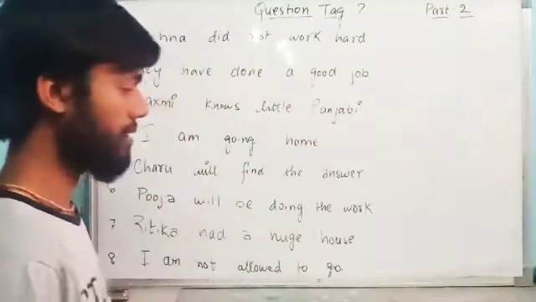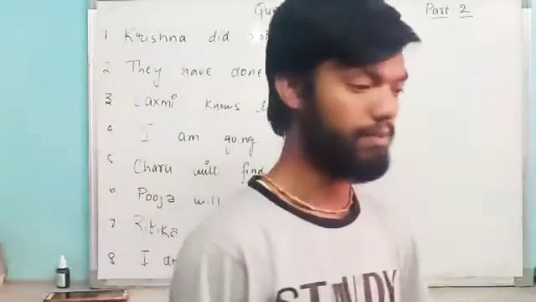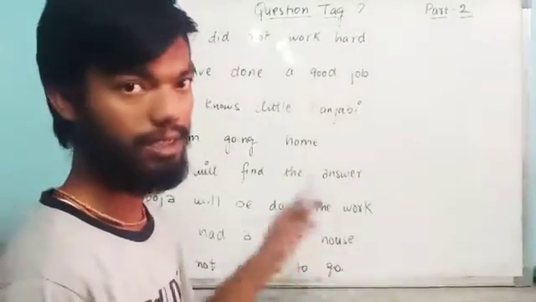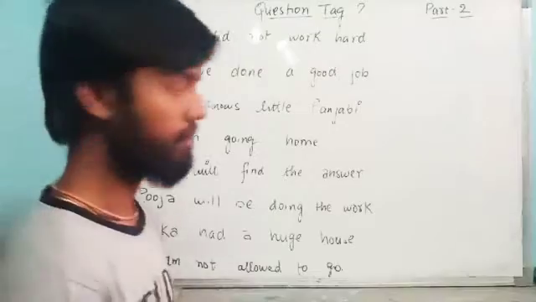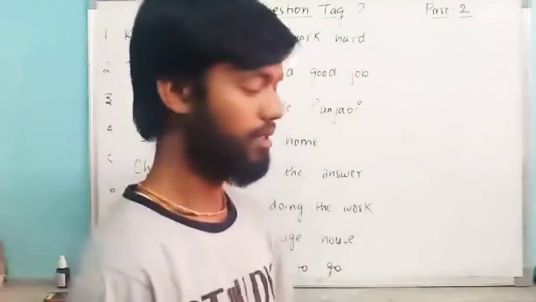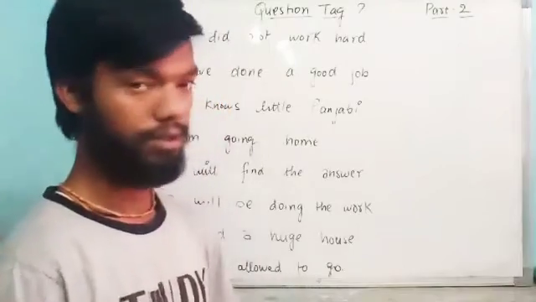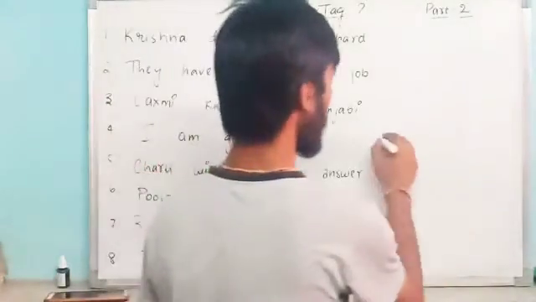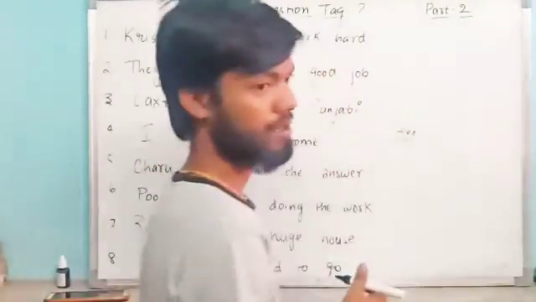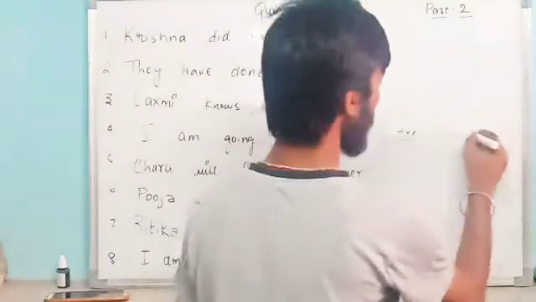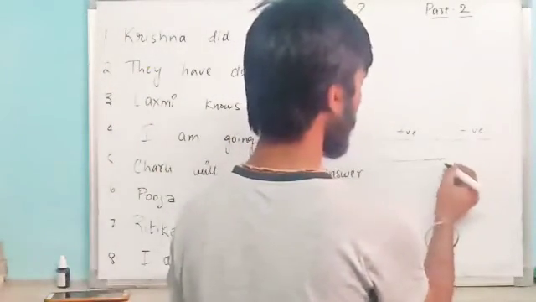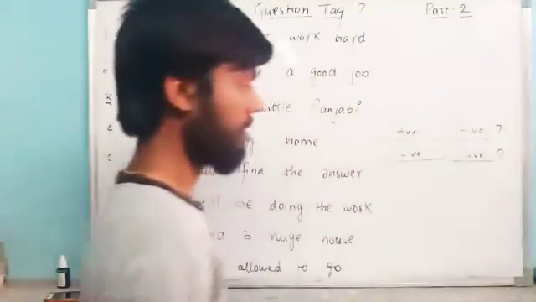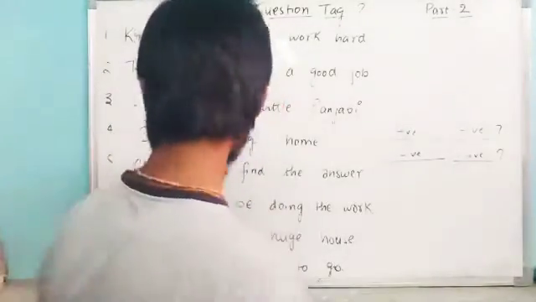Okay, so first of all, let's review some rules as we have discussed in our last session. Let's recall all those rules so that it is easy to make these questions. Okay, so the first rule was that if our sentence is positive, then our question tag should be negative, right? So if the statement is positive, then the question tag will be negative. If our statement is negative, then the question tag will be positive. This was the first rule we discussed, right?